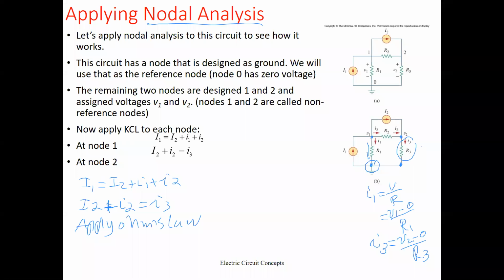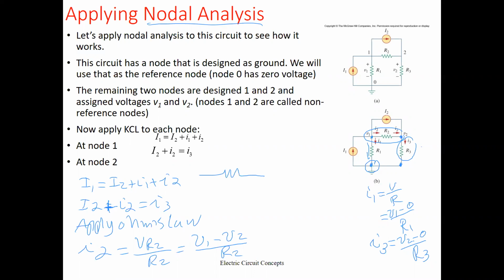Now for I2, equal to the voltage drop across R2, which is VR2 over R2. Now, what is the voltage drop across R1? It is the voltage V1 minus the voltage V2 divided by R2. Now, V2 is not zero because it's a non-reference node. But in the case of I1 and I3, so always, this is the rule of thumb.